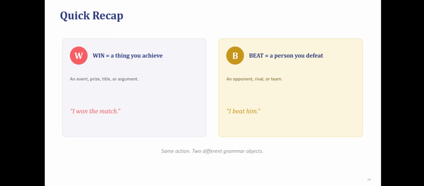Let's do a super quick recap before we finish. Win is for a thing you achieve, an event, a prize, a title, or an argument. "I won the match." Beat is for a person you defeat, an opponent, a rival, or a team. "I beat him." Same action, but two completely different grammar objects. Once this clicks, you will never make this mistake again.